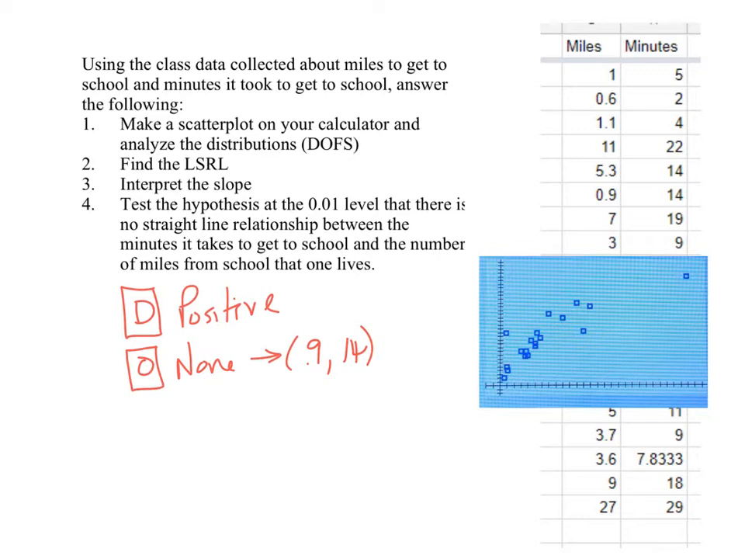Because remember, an outlier for DOFs means something far away from the trend. So something like this data point way out here is not an outlier, because if we drew the line, it would be close to the line. Outliers are points far away from the line.